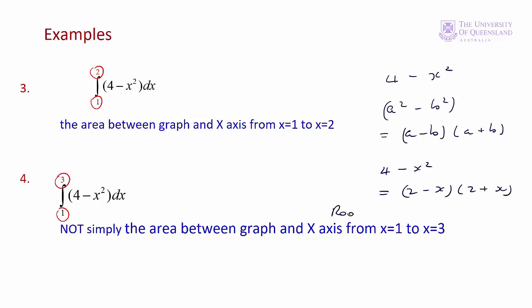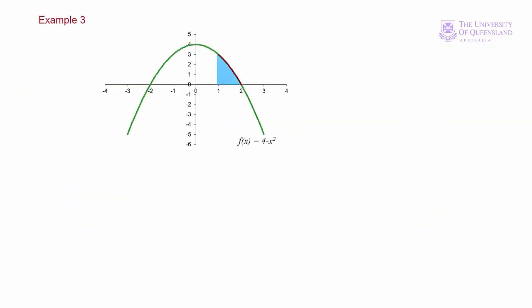So the roots of that quadratic are x equals minus 2 and x equals plus 2. That means our function cuts the x-axis at plus 2. That's between the upper and lower limit here for our second integration. Let's see how that works. There's our function. We see that it cuts the x-axis at plus 2 and minus 2.